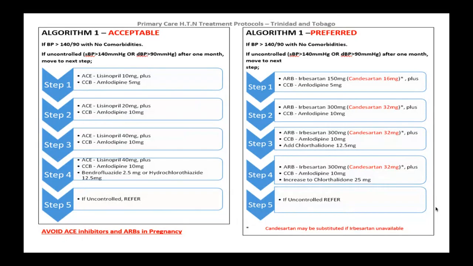In the acceptable algorithm, we do have lisinopril widely available and the amlodipine. So you can start with that, and then as you continue to move forward, they increase the ACE inhibitor all the way up to 40, and then 10 amlodipine. In step 4, a diuretic is added, and if the patient is still uncontrolled, they're referred for further management. Again, another reminder is made to avoid the use of ACE inhibitors and ARBs in pregnancy.